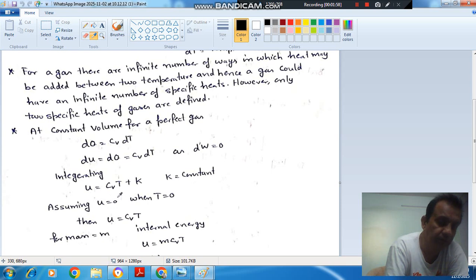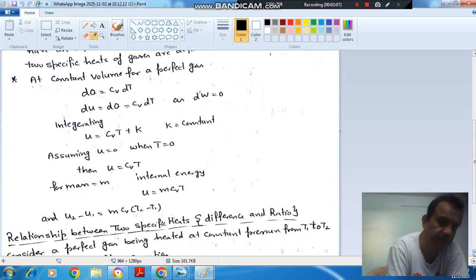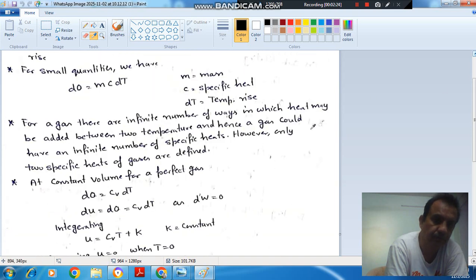We will assume that. Then k will be 0, and if we take mass m, then internal energy will be mCvT, and change in internal energy is mCv(T2 minus T1). So these are the change in internal energy, and Cp and Cv are the specific heats. For constant volume it is Cv, and for constant pressure it is Cp.